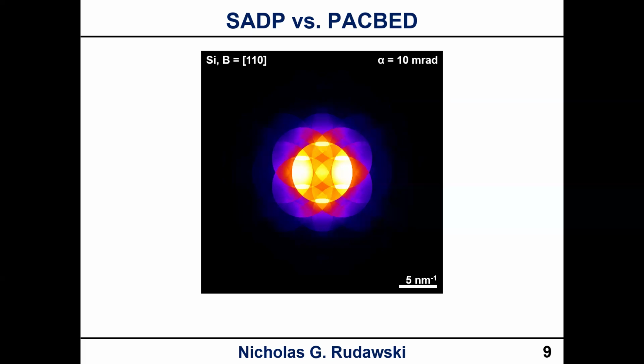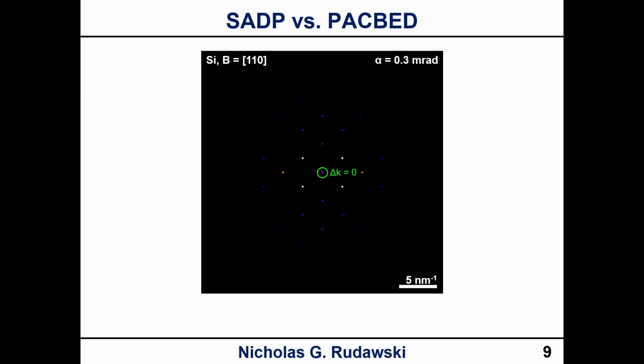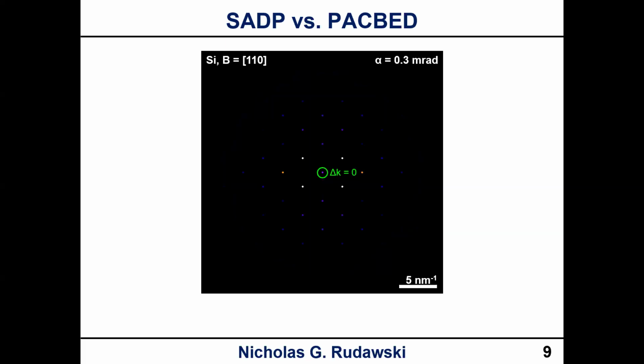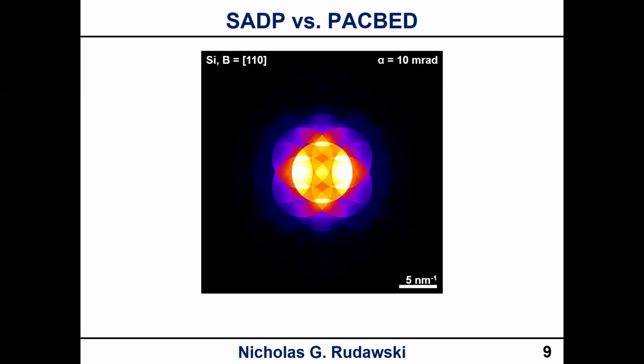Now if we increase alpha to 10 millirad, this is literally the same sample, same orientation. I just increased alpha to 10. So my spots enlarged into disks. And we can see that there's a lot of overlap now between the disks in the pattern. So we have a direct disk and then we have Bragg disks. If I go back to the previous pattern, you can see each of those focused spots is actually at the center of a Bragg disk or a direct disk.